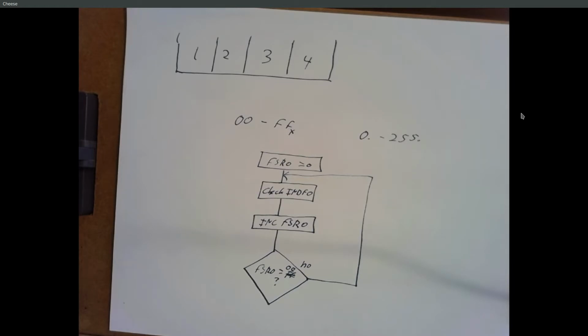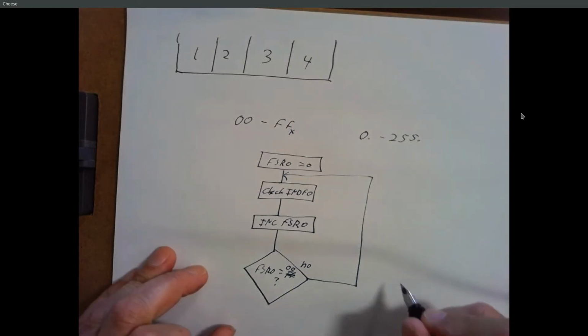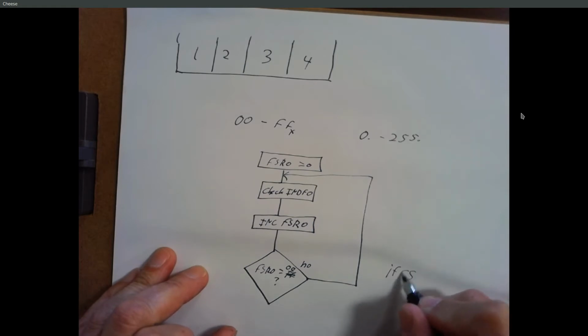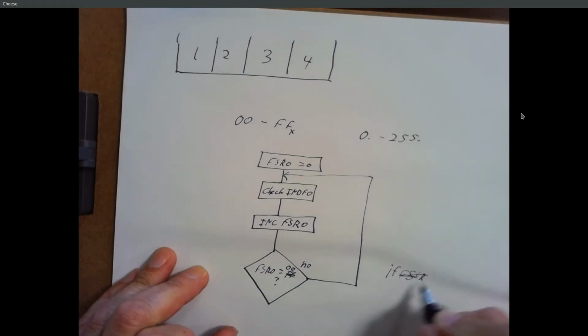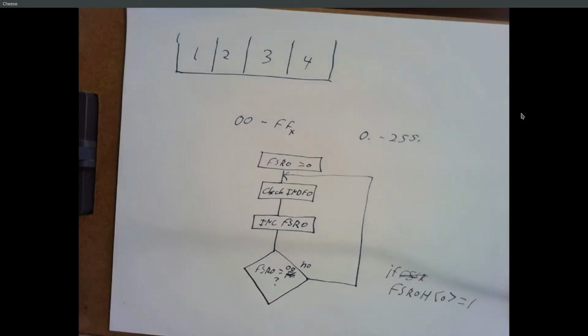Or we could also check FSR0 high, bit 0, and see if that's a 1. Because if we're incrementing using post-inc, which is what most people did, which was awesome, when we increment from 0x00 to 0xFF and then increment once more, the low byte will go back to 0, but the high byte will increment to 1. So you can use that also.